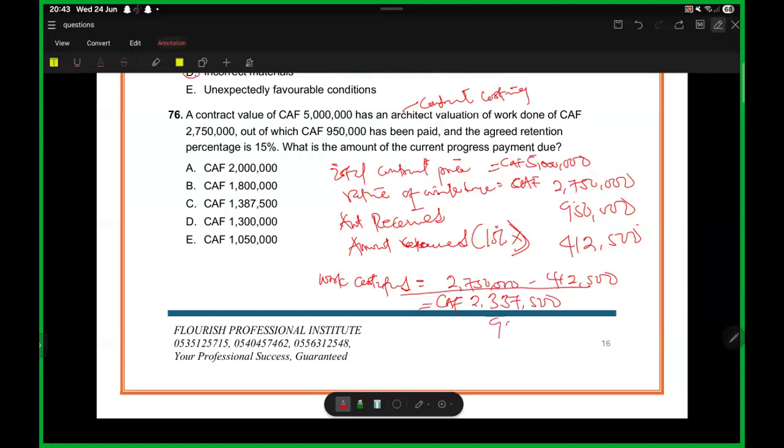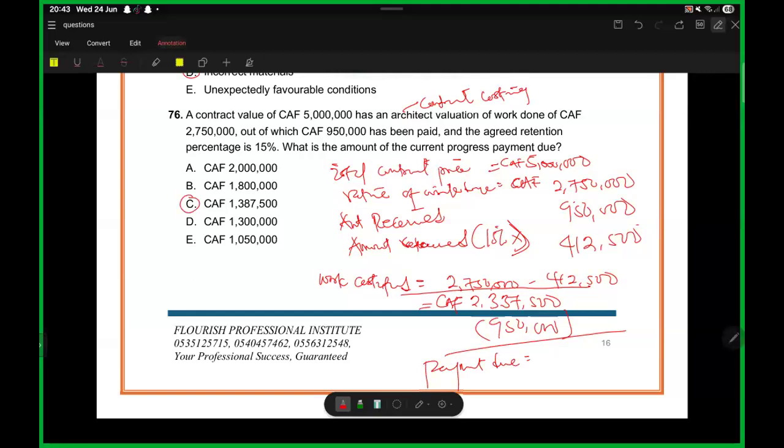Out of it, the question is, what have we paid? 950. So what will now be the answer? Out of it, you have paid 950, so the answer will become the payment due. We should see it in the possible answers. The answer is C, right? Yes. Oh, okay.